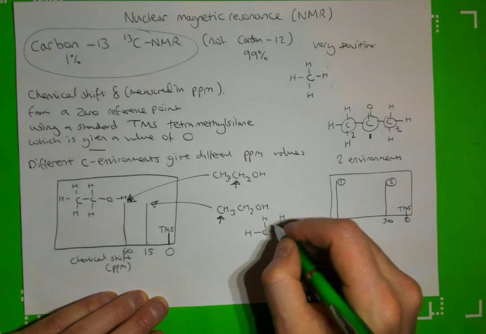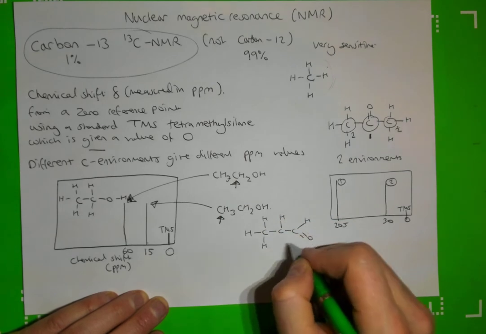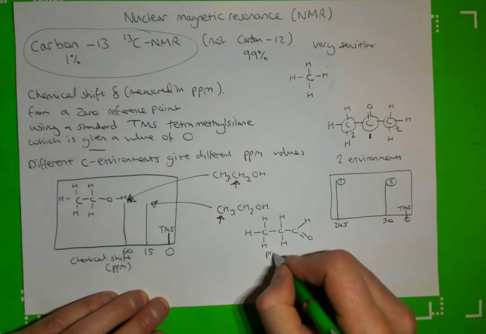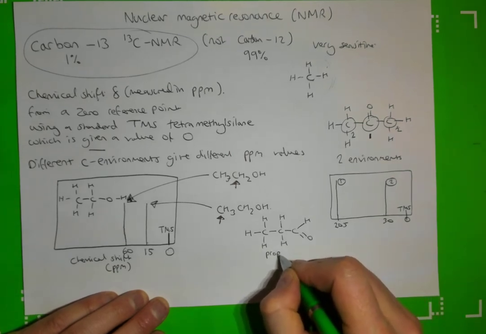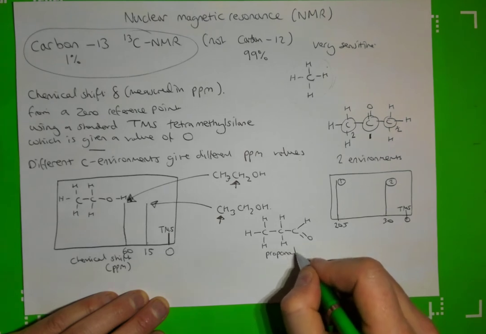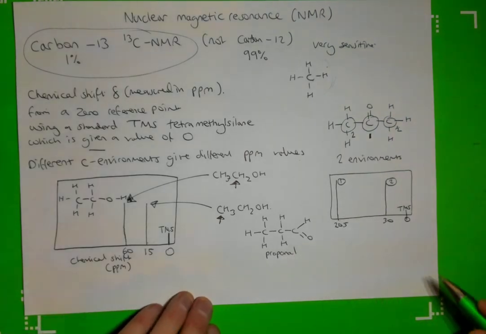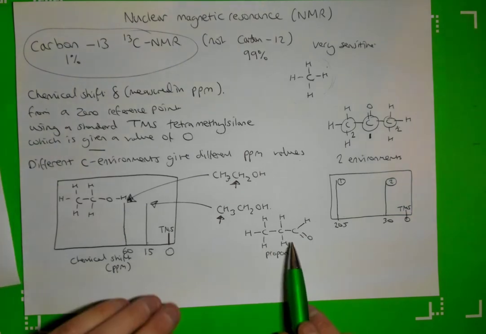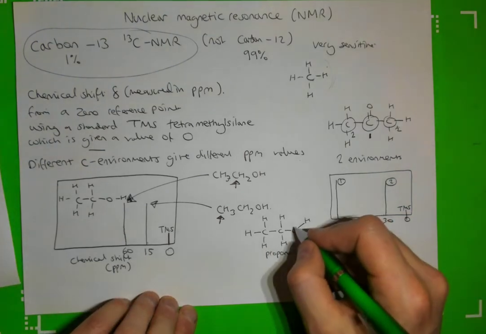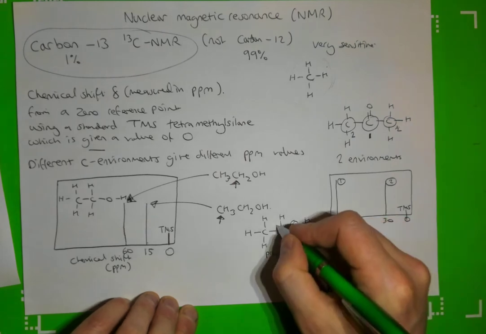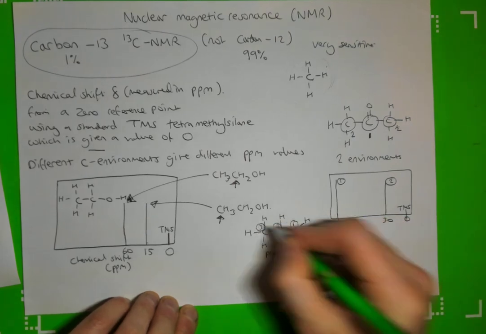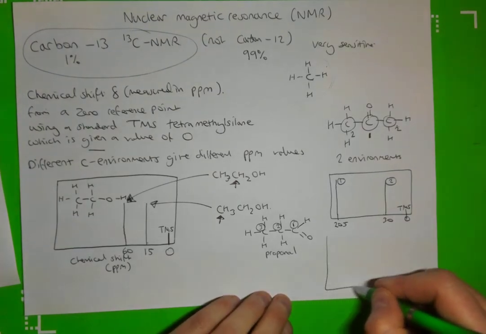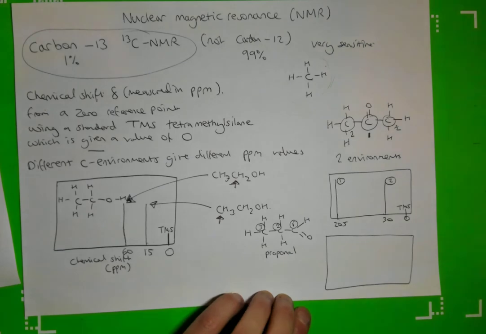Propanal, rather. Propanone, the carbonyl-carbon will be in the centre carbon, but I'm going to put it aside there. This is going to be propanal. So let's have a look at the structure. How many carbon environments are here? Well, this time we've got 3 carbon environments. 1, 2, 3, like that. So the spectrum might look something like this.